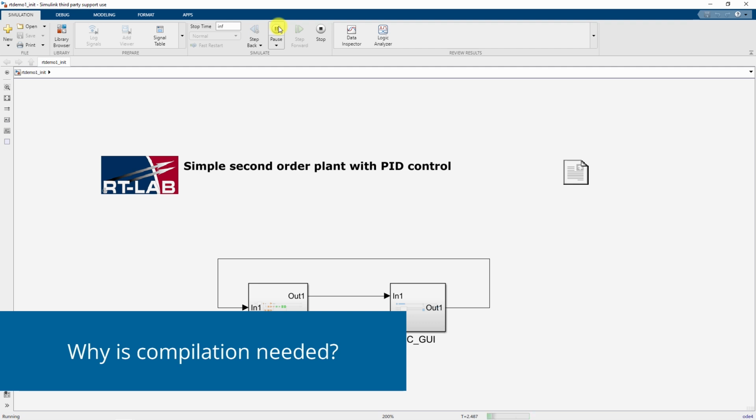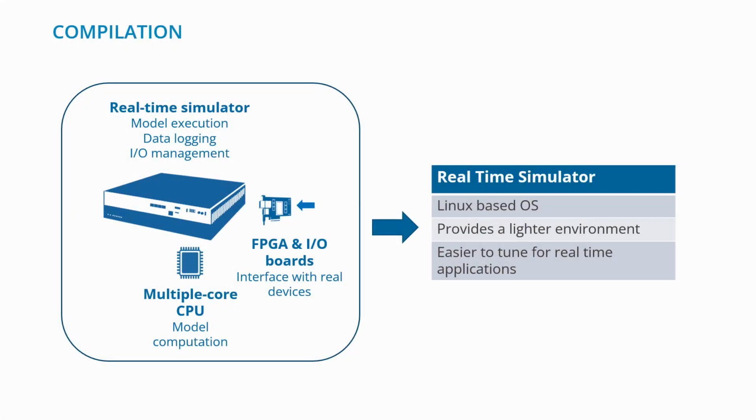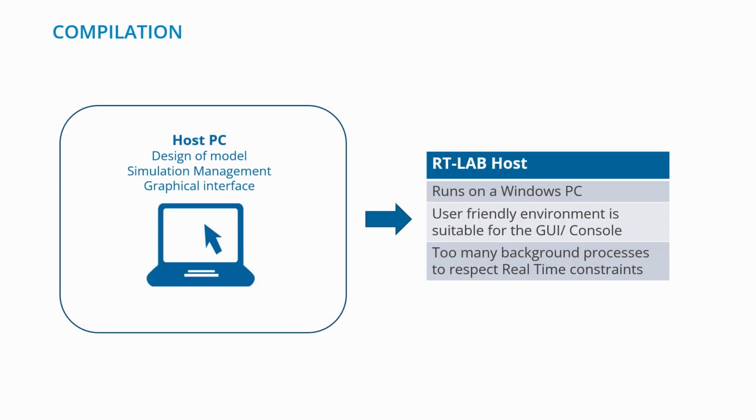Before diving further into the compilation process, let's take a step back and discuss why we need to compile a model at all. Simulink software is designed for use in Windows, while OpalRT targets run a Linux-based operating system. This is because Linux provides a lighter environment than Windows and is easier to tune for real-time applications. Windows, on the other hand, does not offer such low-level flexibility and runs too many background processes to respect real-time constraints.